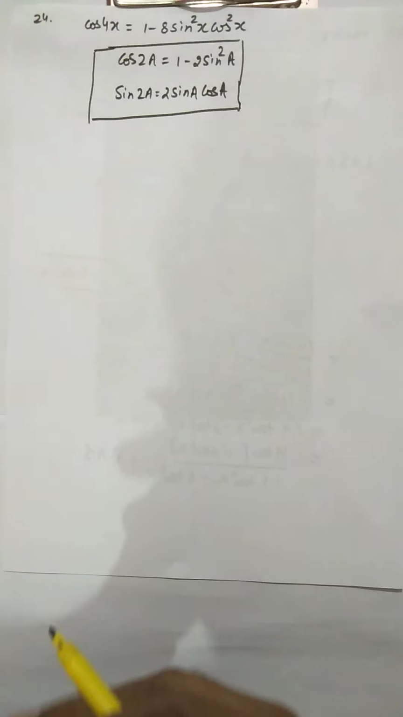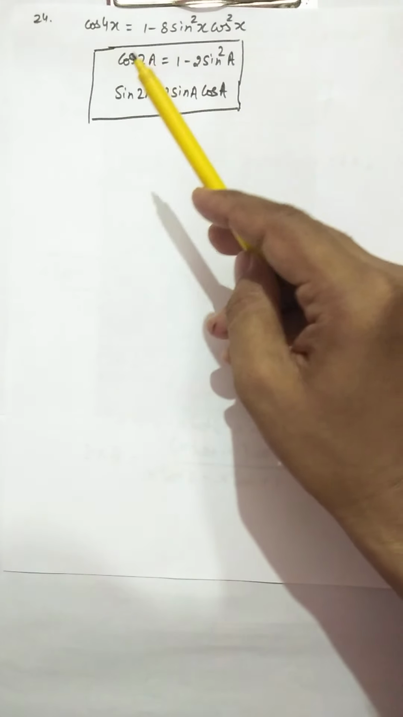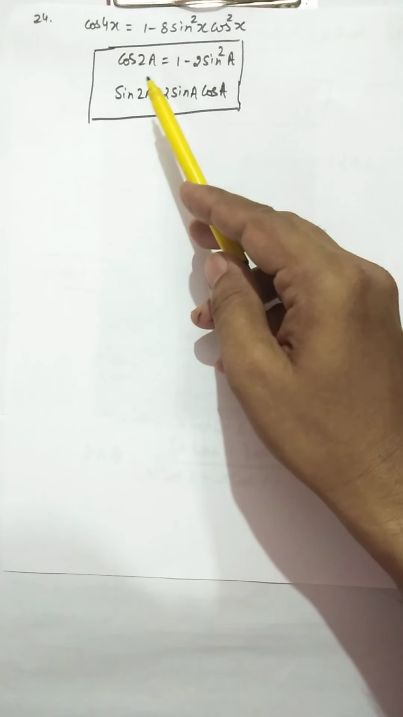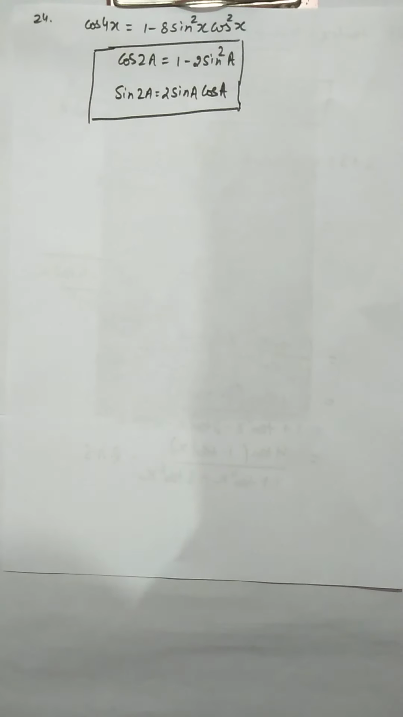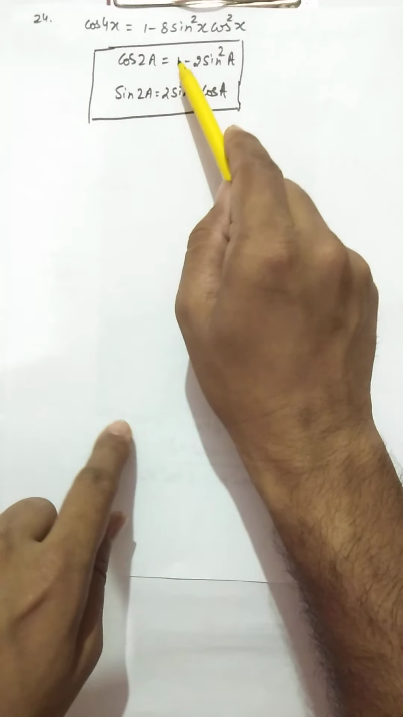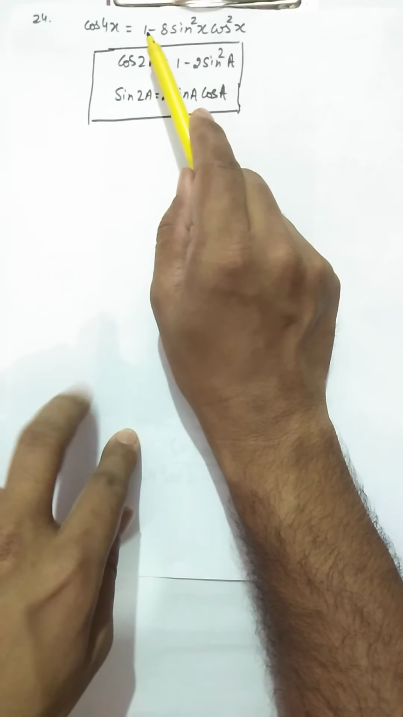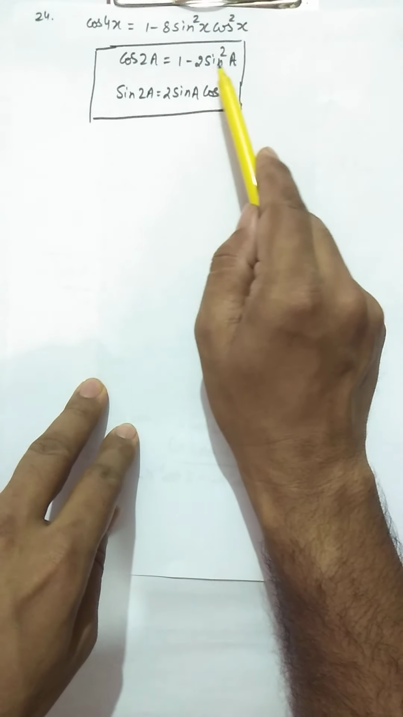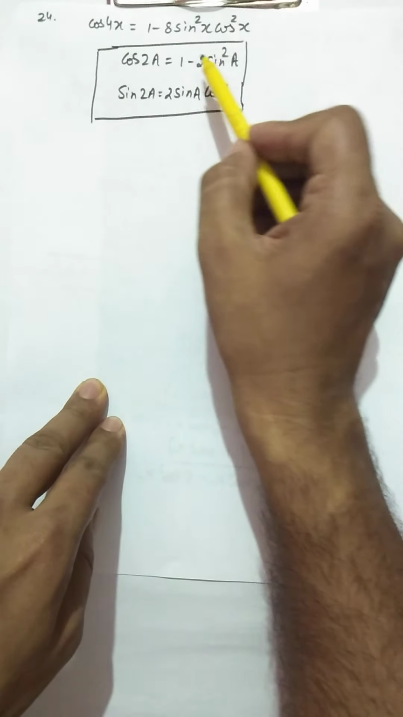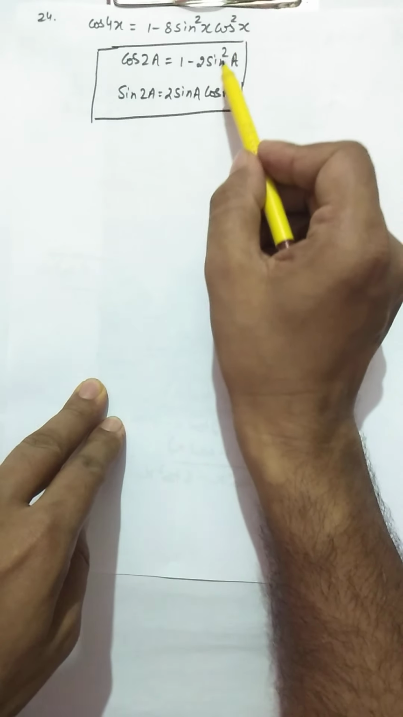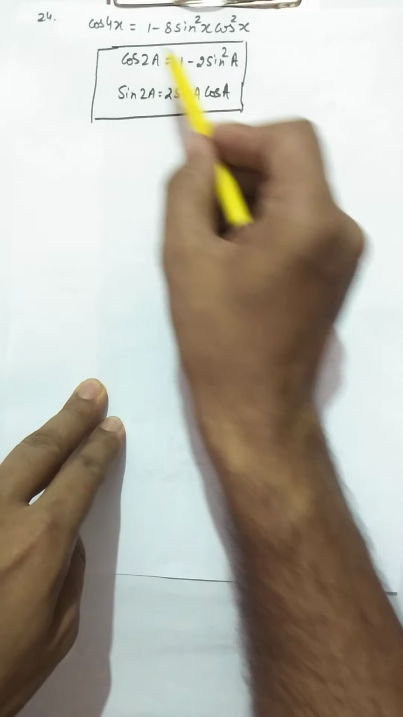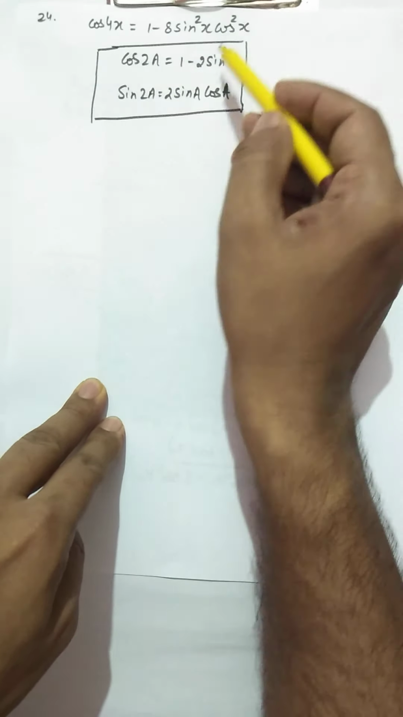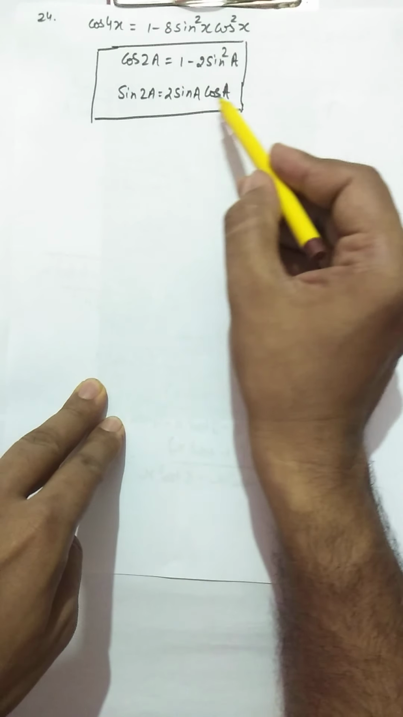Now question number 24, cos 4x is 1 minus 8 sin square x into cos square x. You should remember that the cos 2a formula is 1 minus 2 sin square a. So why am I choosing this formula? Because you see I need the answer 1. So 1 can be obtained by using this formula, and this is sin x and cos x. I never need the angle 2x, so somewhere I have to use this formula also. Sin 2a is 2 sin a cos a.